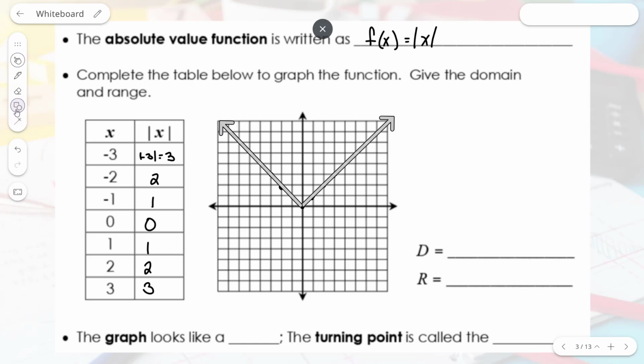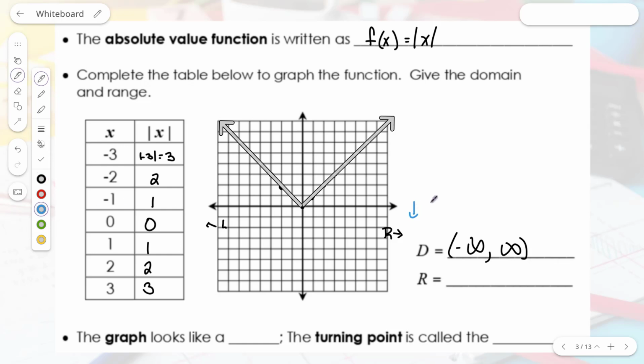And so when I'm looking at this, my farthest to the left is an arrow going left. My farthest to the right is an arrow going right. So my domain is -infinity to +infinity. Now let's take our range. My farthest down is when y equals 0. My farthest up is an arrow. So it's from 0 to +infinity.